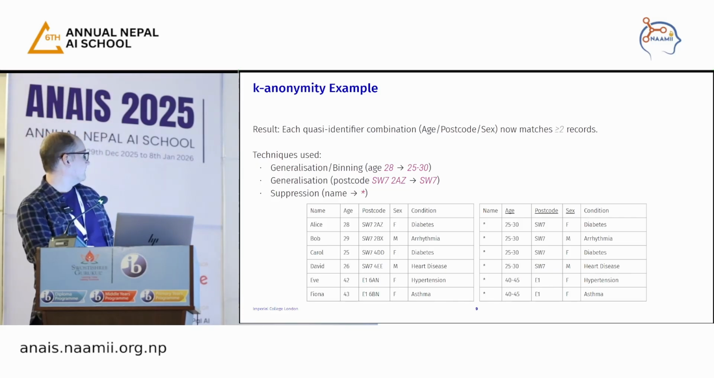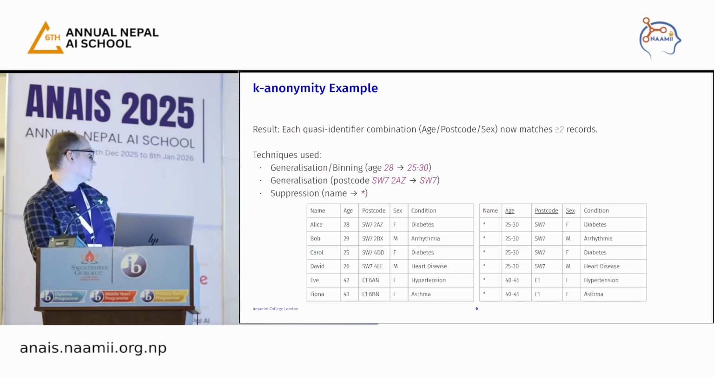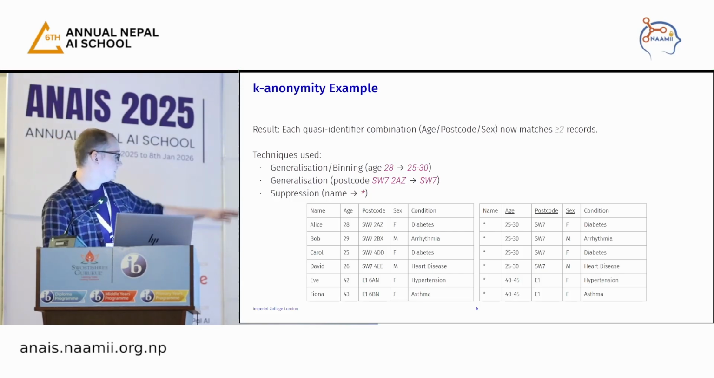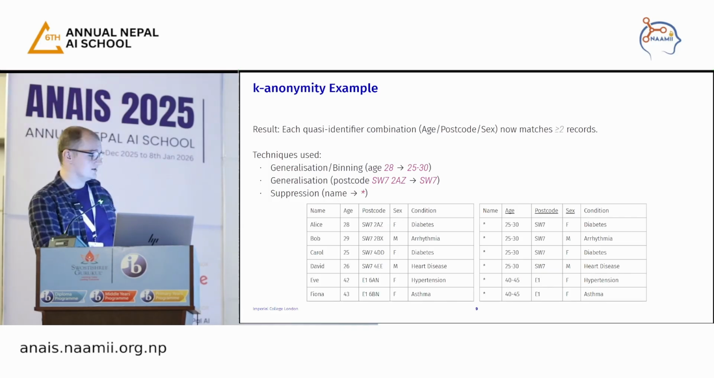We have generalized the age, we have generalized the postcode, and we have suppressed the name. Now, for each example, with respect to age, postcode, and sex, there's at least another example which has exactly the same set of attributes. Right, so here, row 1 and row 3, row 2 and row 4, and row 5 and row 6 are indistinguishable with respect to age, postcode, and sex. So if you say, I know something about this person, it might as well be that person. You can't really identify which person you're referring to based only on the set of quasi-identifiers, right?